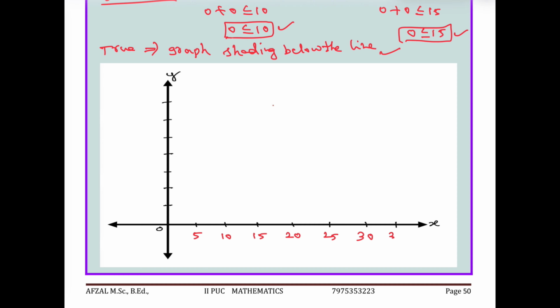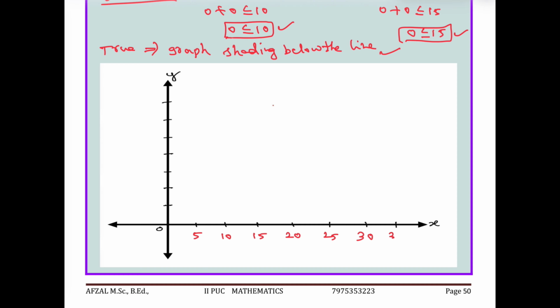If y is 0, x value is 10. The point is 10 comma 0. For the second equation, if x is 0, y value is 15. The point is 0 comma 15. If y is 0, x value is 15 by 3, 3 fives are 15, so 5 comma 0. Here we have to mention first which values are there: here y value, here x value.